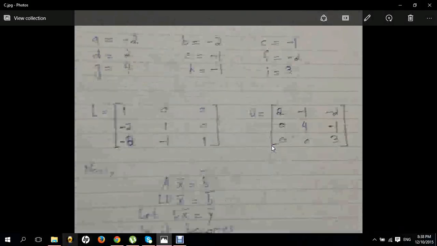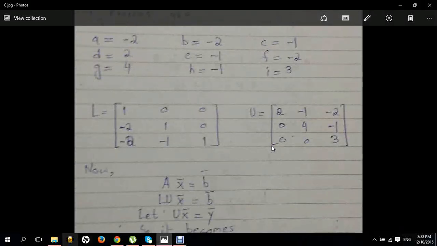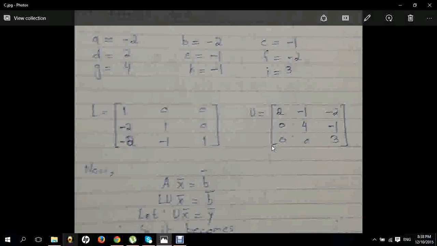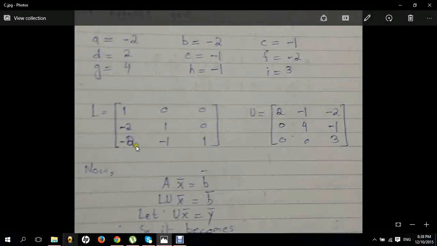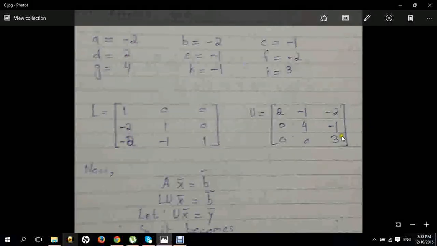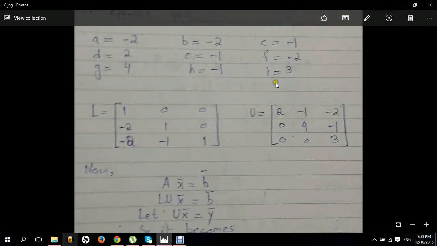The next step of this method is to make our lower and upper triangle matrix. So we just have to put the values of the unknowns in our main lower and upper triangle matrix. As you can see, instead of A, B, C, I have my values minus 2, minus 2, and minus 1. And here, instead of D, E, F, G, H, I, we have our values 2, minus 1, minus 2, 4, minus 1, and 3.